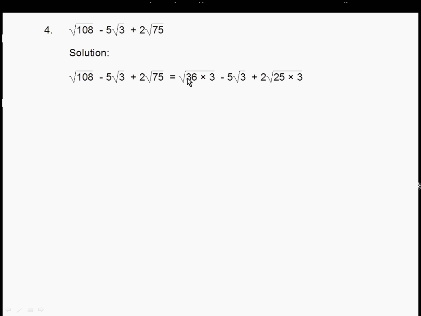The square root of 36 is 6. The square root of 25 is 5, and 2 times 5 will give me 10. So there's my 6 coming from the square root of 36, and there's my 5 coming from the square root of 25. I now do 2 times 5, that gives me 10. I now add up the coefficients: 6 minus 5 plus 10. I get 11 square root of 3. So there's your adding and subtracting. The slight twist is you might have to simplify your radicals first.